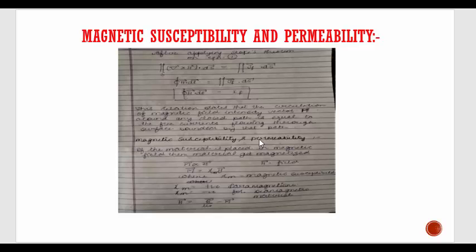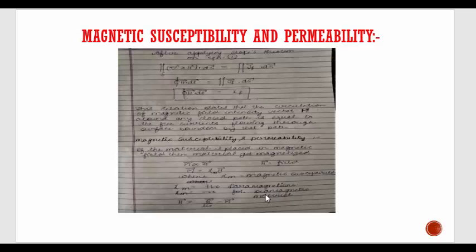After removing the proportionality, we get a constant, and this constant is psi m. So M vector is equal to psi m times H vector, where psi m is the magnetic susceptibility. And psi m can have different values. If psi m is positive, it means paramagnetic substances.